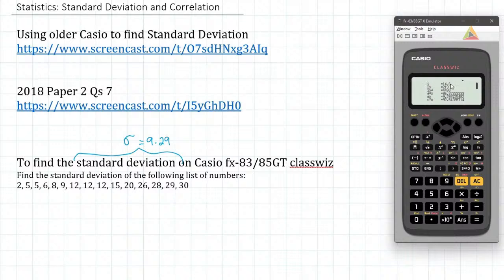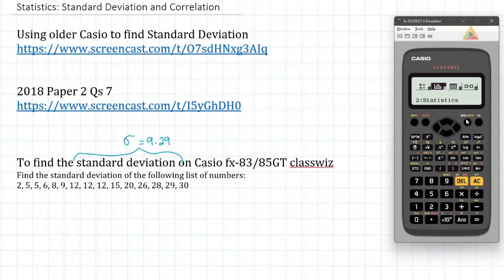But the important ones there are my X bar for my mean, the second last one, my sigma X, the standard deviation. And then when I move down, I can find my interquartile range using Q3 minus Q1 and my median. When I'm finished, if I press the AC button, it brings me back to my table. And if I press the AC button again, my calculator is still in statistics mode.